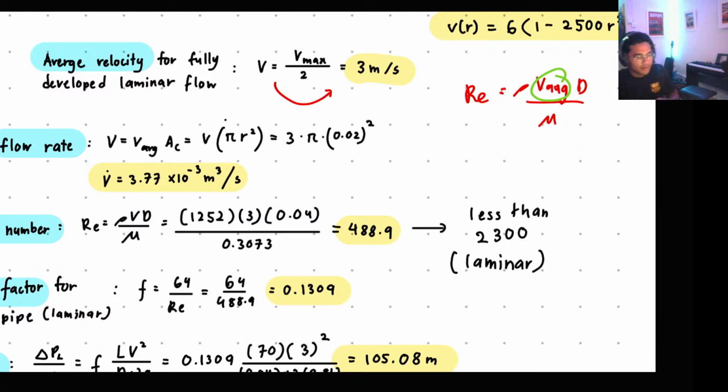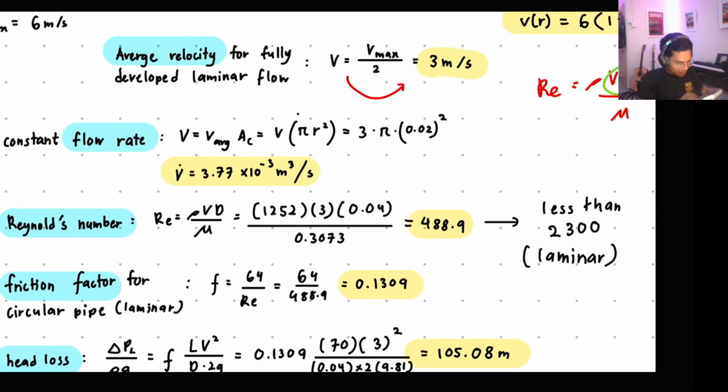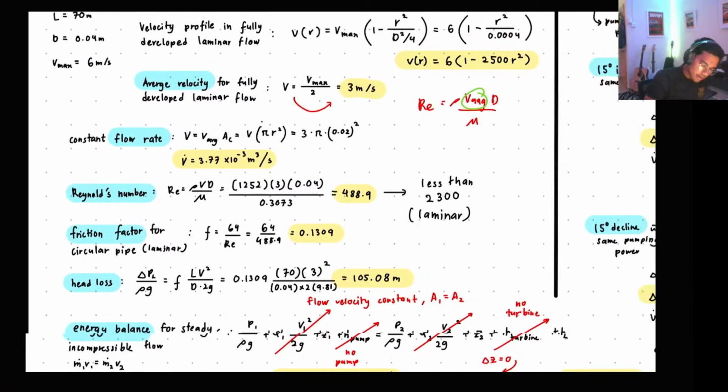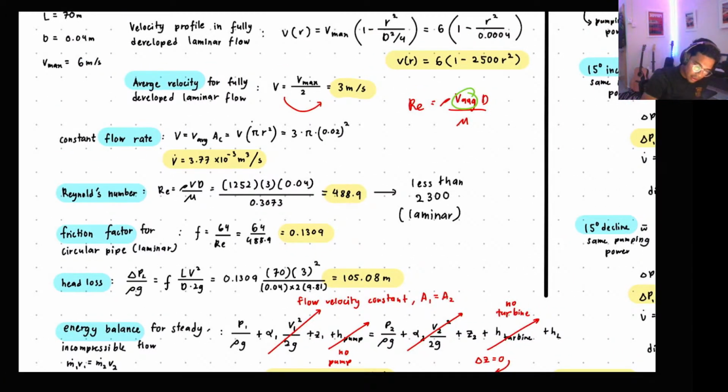Okay, guys, guna calculator. Kena guna calculator walaupun ada jawapan kat situ. 1252 times 3 times 0.04 bagi 0.3073, 488.903. So this is less than 2300, so it is confirmed to be laminar.